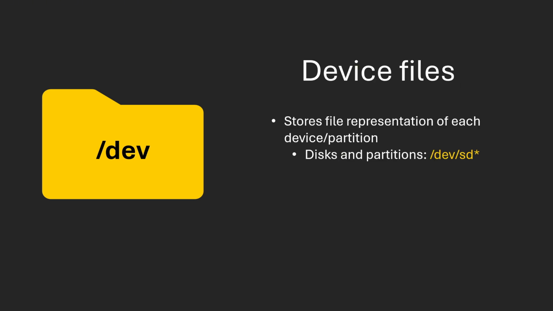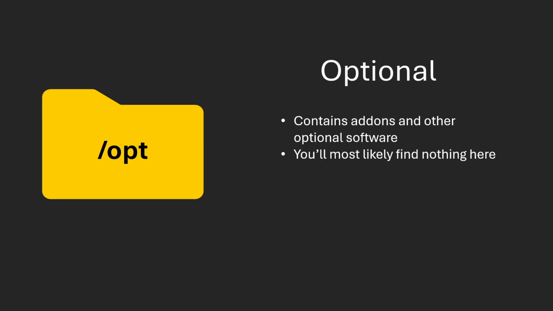Next are device files, /dev. This directory stores all the file representations of each device, partition, or drive that you have connected to your Linux. Here you can create partitions and more. These are named in a specific way. It's always /dev/sd, and then frequently a letter. The letter means a disk, so there's sda, sdb, sdc, and there can also be partitions 1, 2, 3, which is sda1, sda2, sda3.